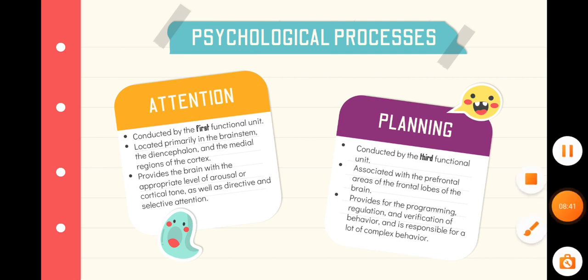This process provides the brain with the appropriate level of arousal or cortical tone, as well as directive and selective attention. Basically, in everyday life, we encounter a lot of multidimensional stimuli, right? For example, you hear me explaining this presentation. There are the auditory stimuli of my voice, and then there are the visual stimuli of this PowerPoint presentation.